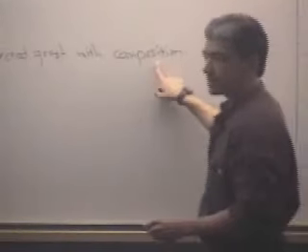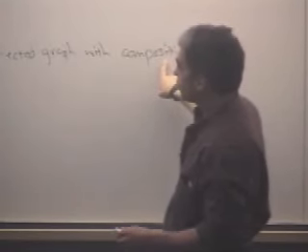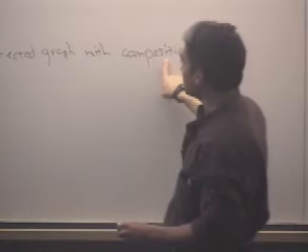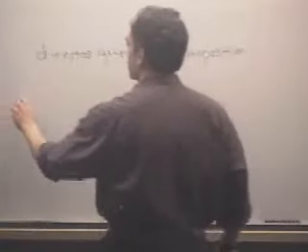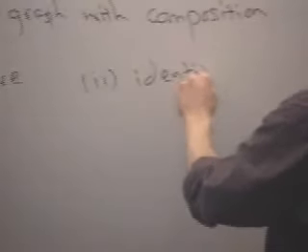But let me say what kind of composition I want. First of all, it has to be associative. So the path of length 3 has a unique arrow associated. Secondly, there have to be identities. So these loops that you have here don't affect the arrow under composition.